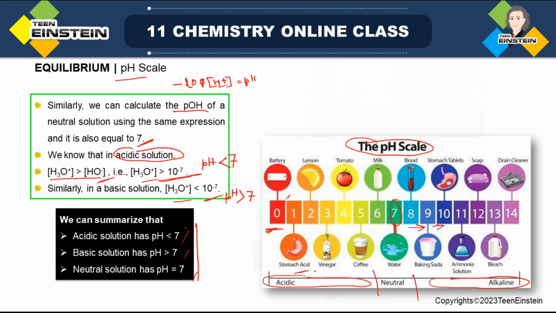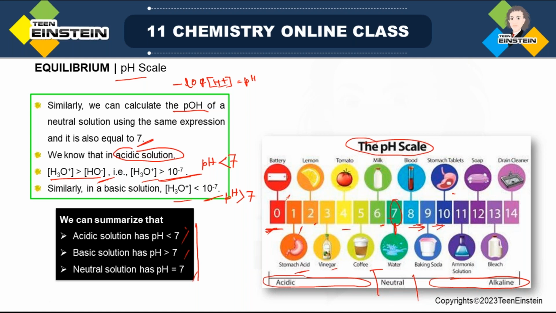Then stomach acid, we know it is HCl, pH is 1. Then lemon is around 2, then vinegar, and gradually the acidity is decreasing as we move from vinegar to tomato to coffee and milk. Milk is almost neutral. Then in the case of blood, it is gradually moving towards alkaline.